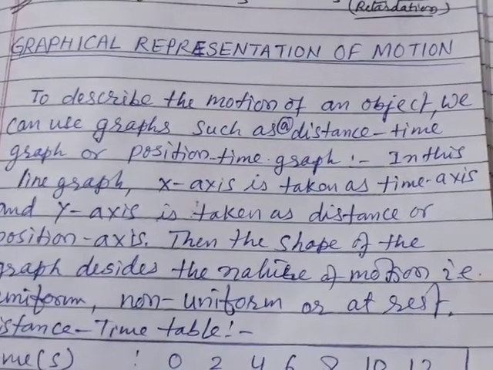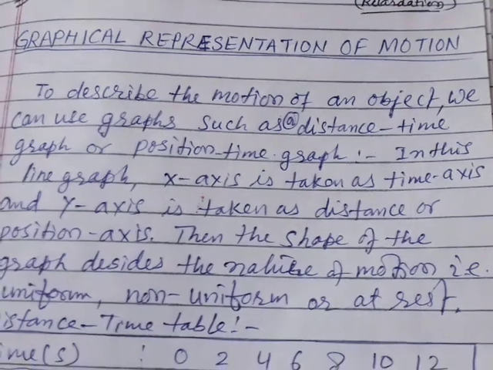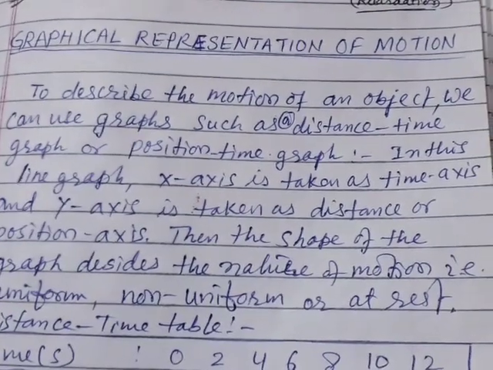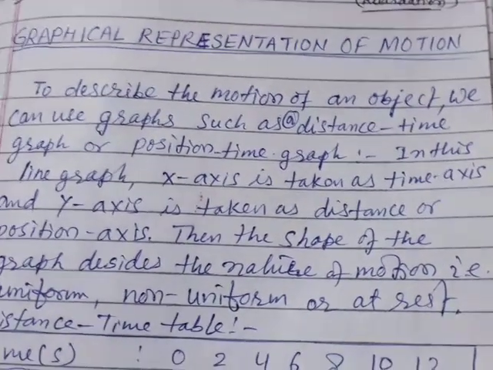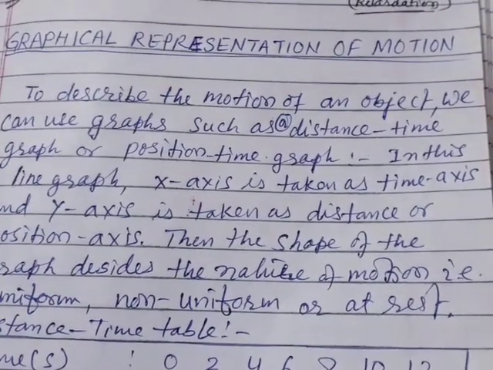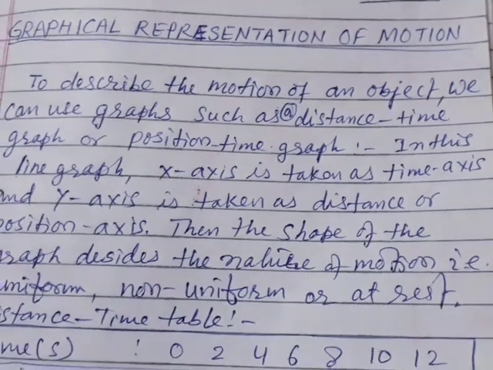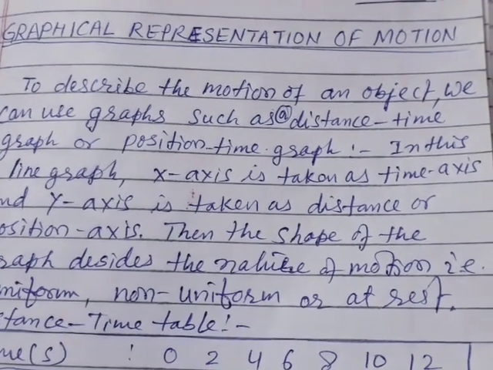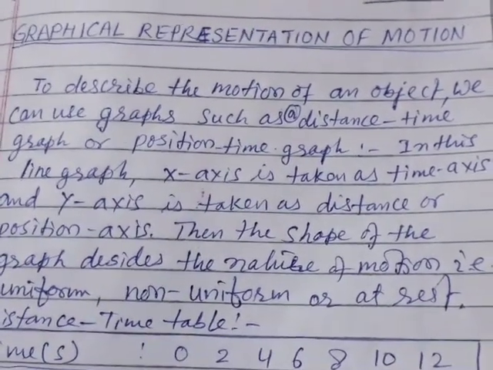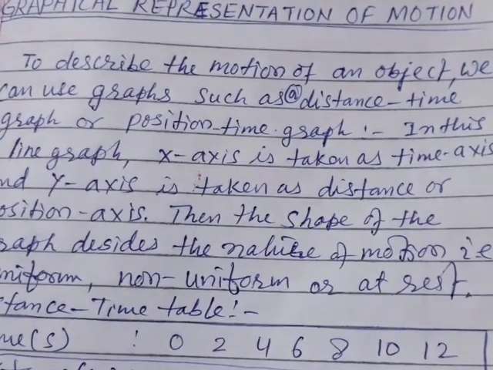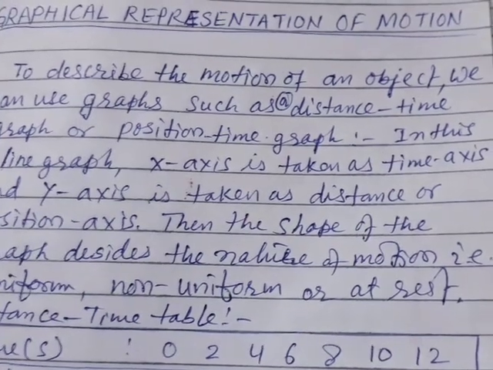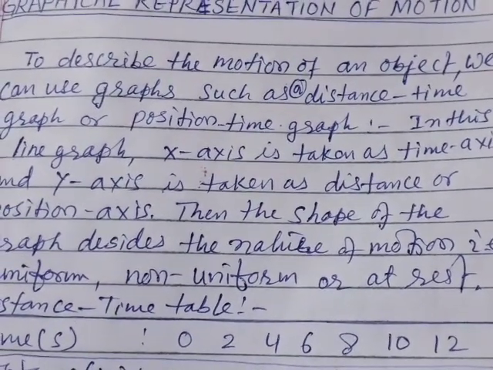In these graphs, for example, the distance-time graph, the distance is taken on one axis and the time is taken on another axis. Actually, the time is taken on the x-axis and distance is taken on the y-axis. To plot the graph, we first choose an appropriate scale so that we can show our given values on the distance-time graph or position-time graph.